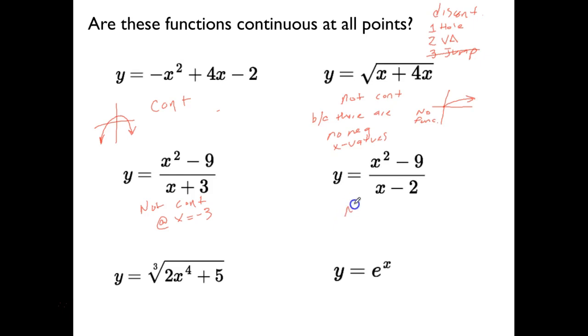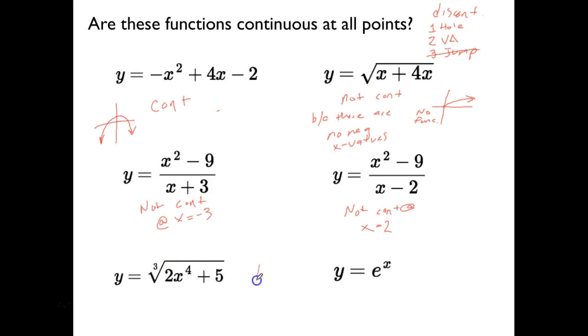Okay, this one is also not continuous because you can divide by 0. And where is it that it's not continuous? It's at x equals, what would make it divide by 0? 2. That's where it's not continuous. Everywhere else it is.